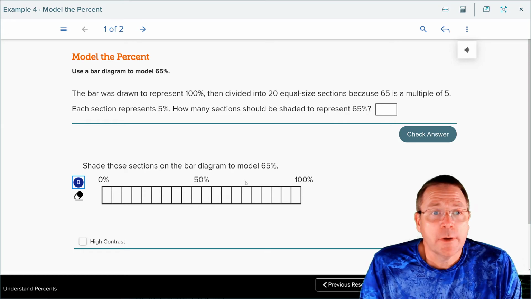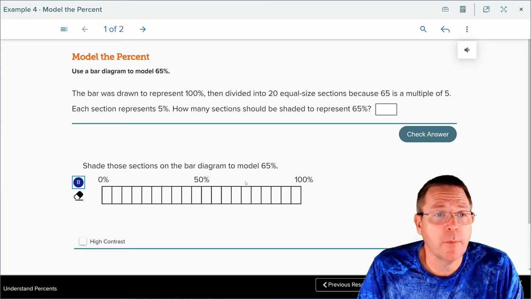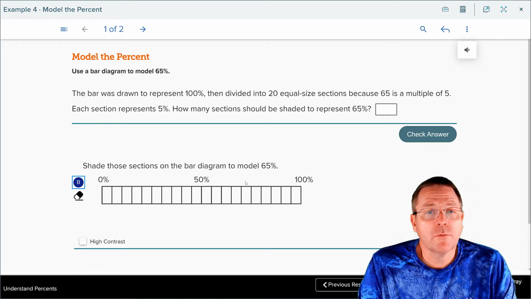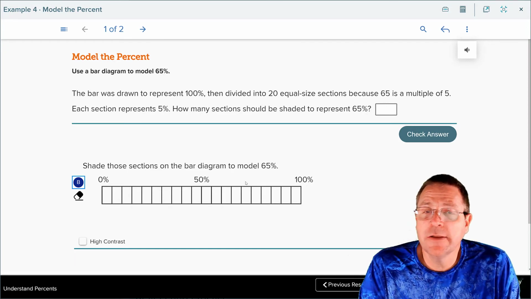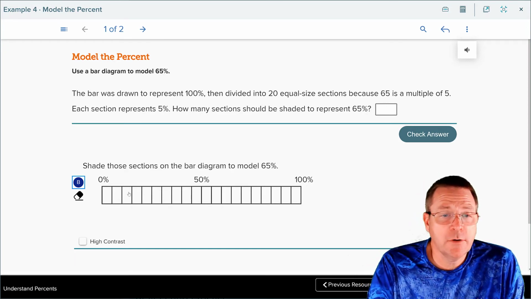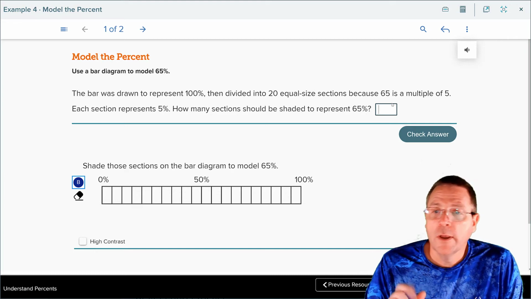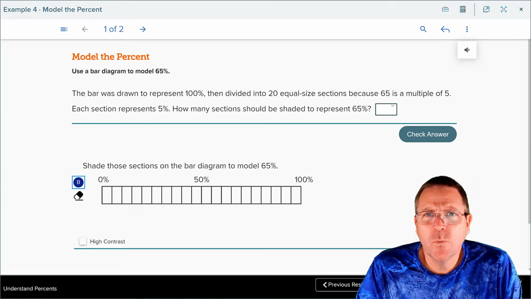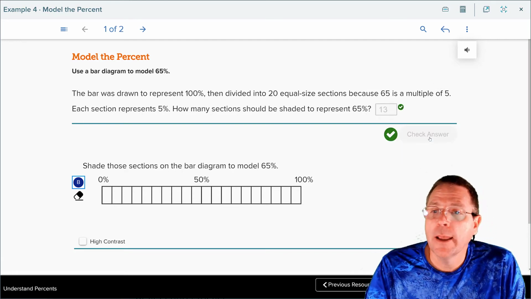The bar diagram to represent 100% is then divided. So hold on, it says use a bar diagram to model 65%. The bar diagram is drawn to represent 100% then divided into 20 equal sections because 65 is a multiple of 5. So you can see on our bar diagram, instead of 10 sections, we have 20 sections down there. Each section represents 5%. How many sections should be shaded to equal 65? So 5 times what number is 65? I'm pretty sure that answer is going to be 13. Let's check it. And we did good.